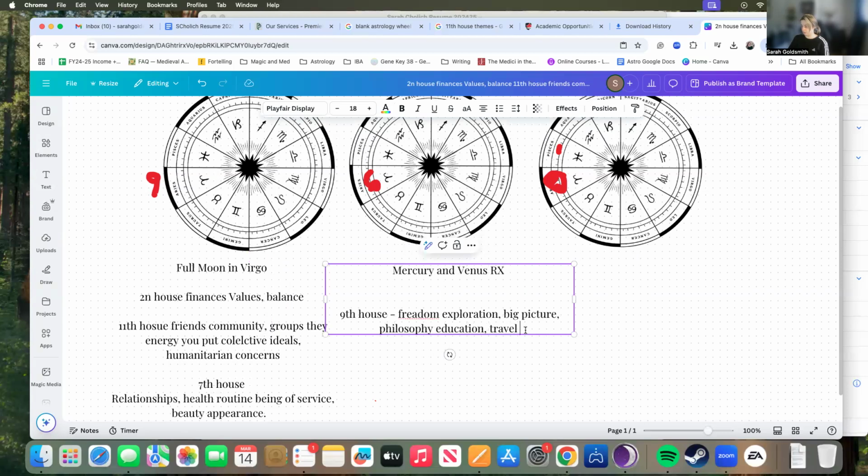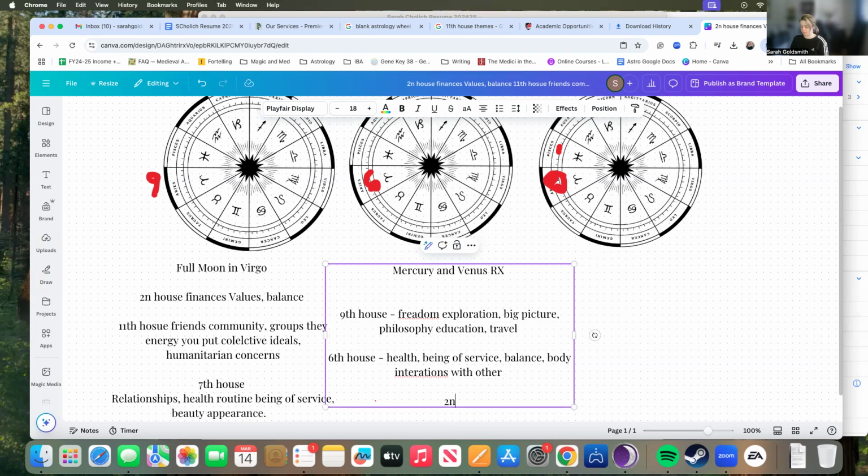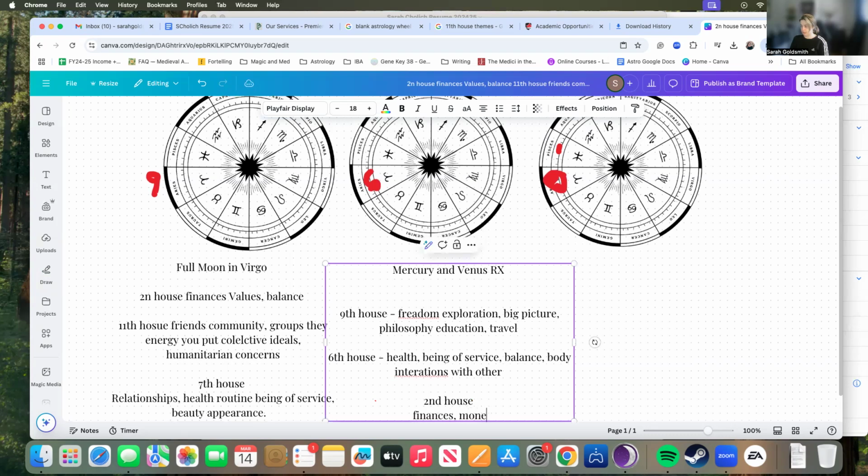And then the sixth house through my moon, that is also health, being of service, balance, body, and interactions with other people is what it also makes me think of, interactions with others. And then the second house is, of course, finances, money, balance, values.